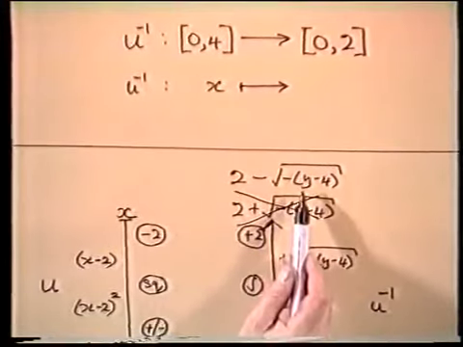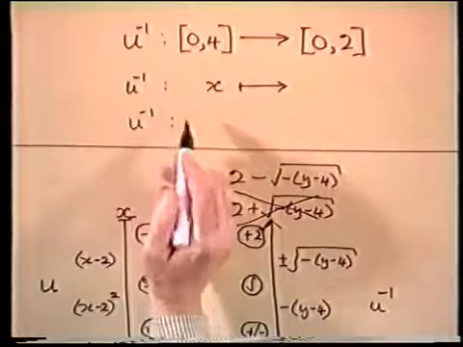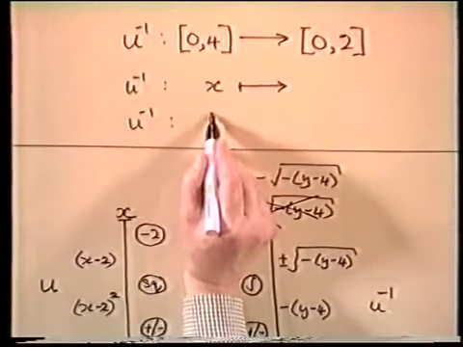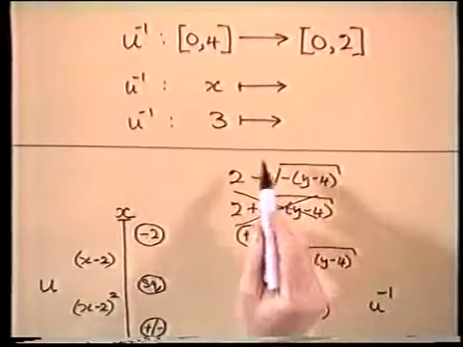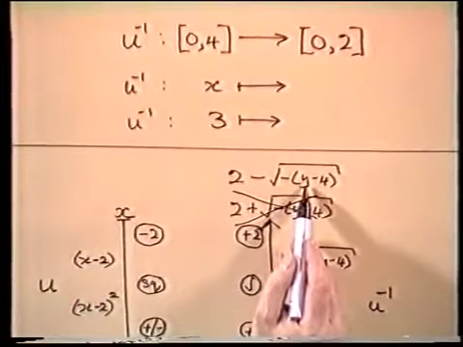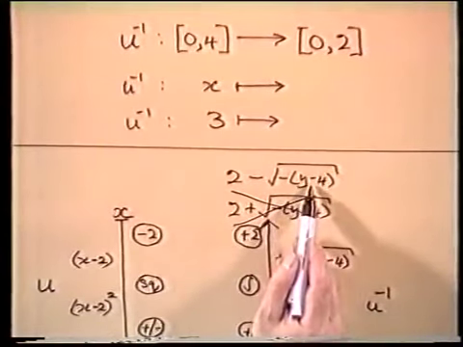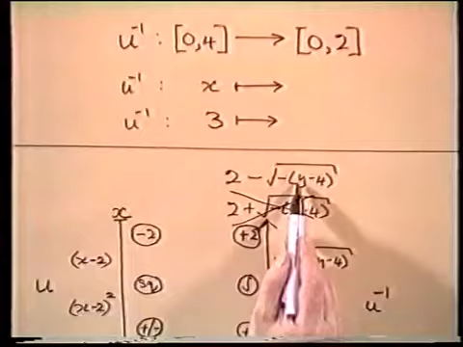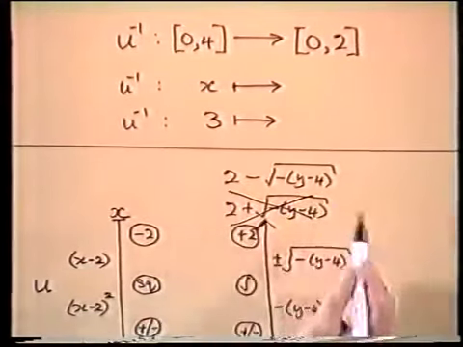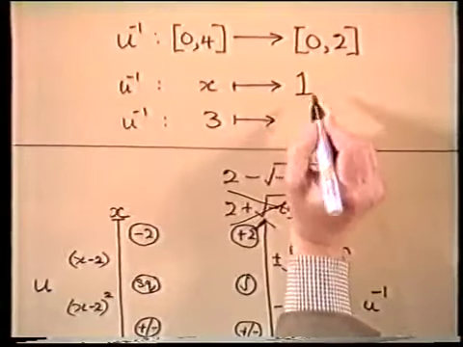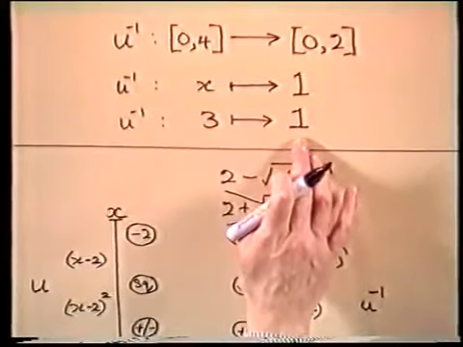Let's just check it with a particular value. Let's see what happens under u minus 1 to something in this domain. Let's take the value 3. And what does 3 map to? Well, if I replace y by 3, I get 3 minus 4 here. That's minus 1. Minus minus 1 is plus 1. Square root of 1 is 1. So I get 2 minus 1. I end up just with the number 1. So 3 maps to 1.